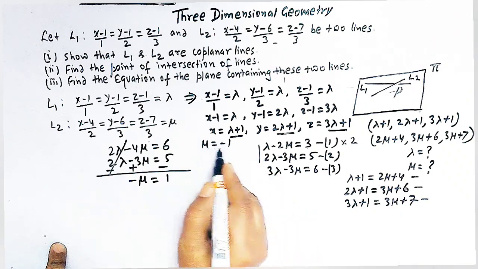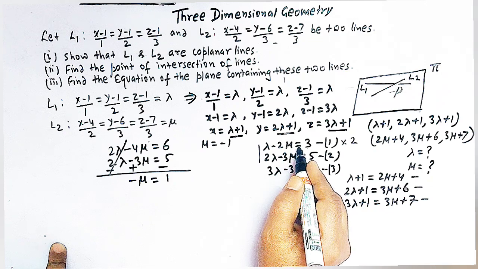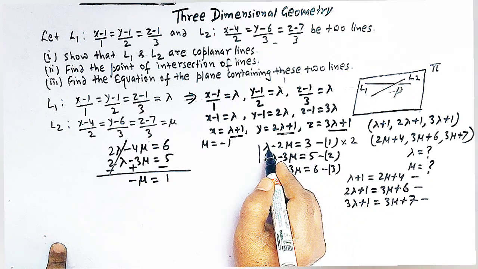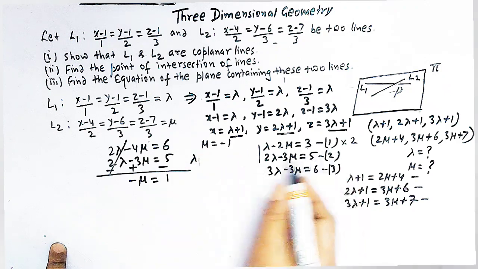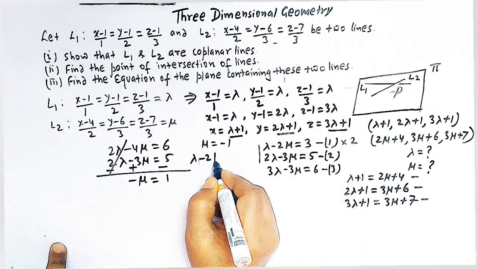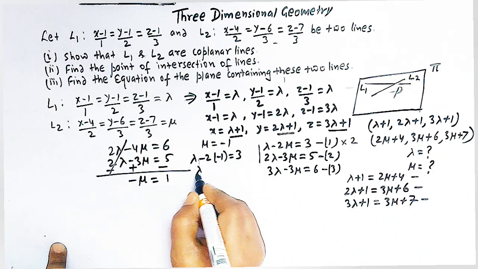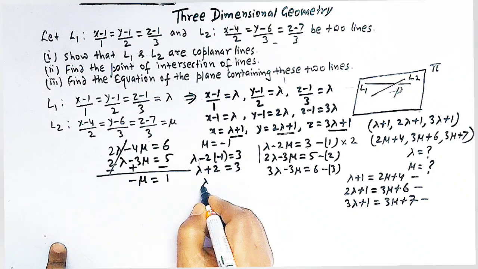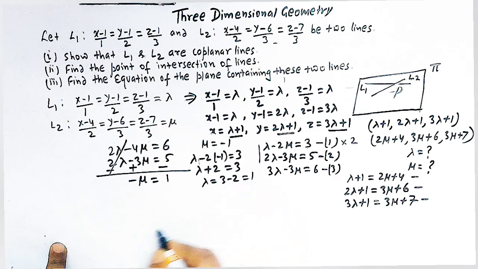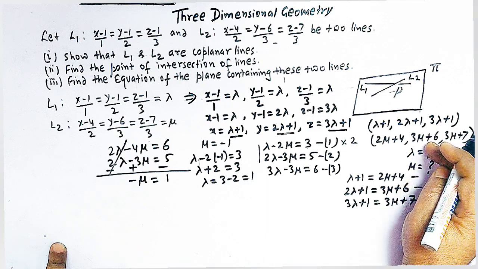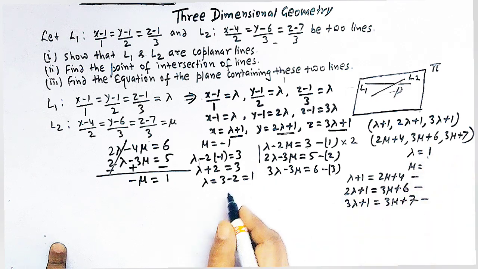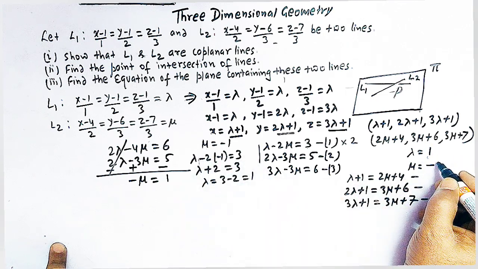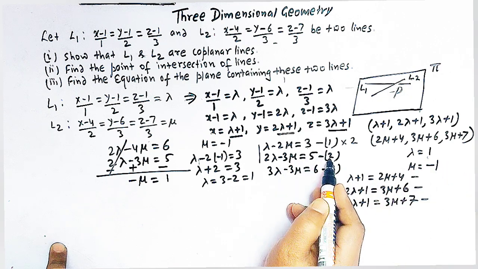So let us substitute mu is equal to minus 1 in equation 1 or equation 2 to get the value of lambda. We can take equation 1. So we have minus 2 times minus 1, and here we have 3. Lambda plus 2 is equal to 3. So this is 3 minus 2, which is 1. So we have now obtained the value of lambda as 1, and the value of mu is minus 1 from these two equations 1 and 2, right?